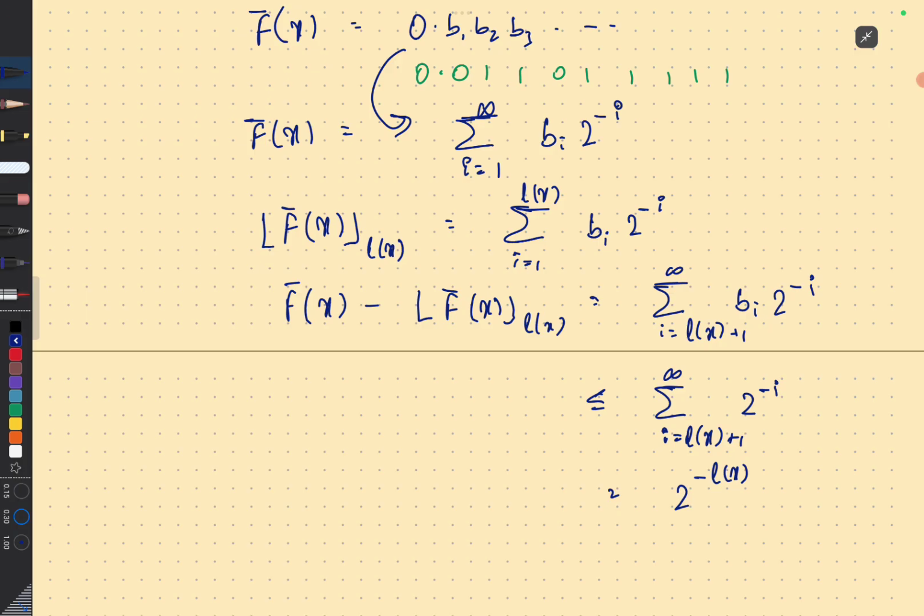Should it be open interval or can it close? Which one? F bar of x minus 1. F bar of x minus 1. Okay, I think this should be open from the left and close to the right.